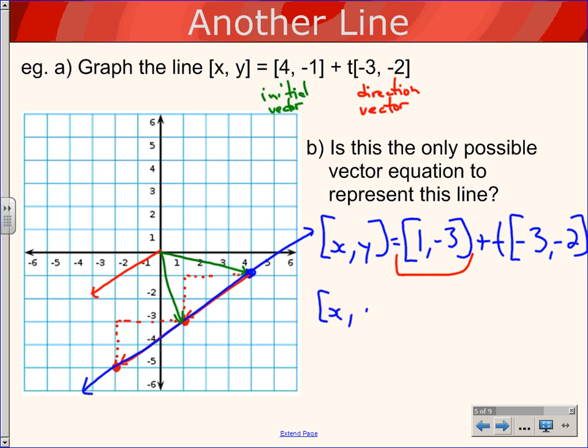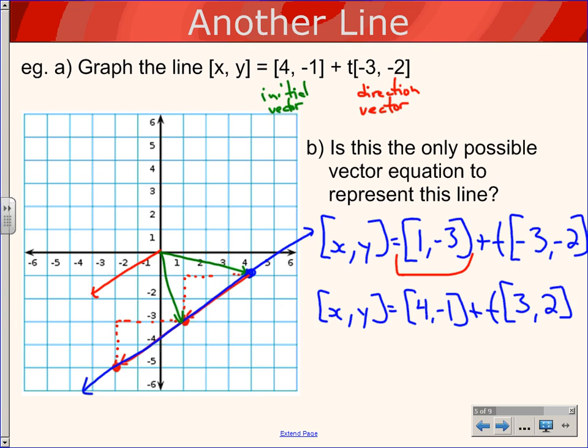Other things that we could do, let me change this back, 4, -1. Again, that could have been anything, as long as it was on the line. I can change the direction vector a little bit, but I have to be more careful with that. The direction vector still has to move along the line. So I could just use the opposite vector. I could use -3, -2. That would still be the same thing, right? Moving right 3 and up 2 is the same as moving left 3 and down 2.